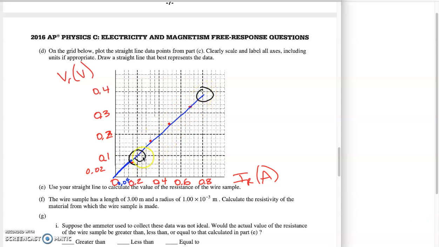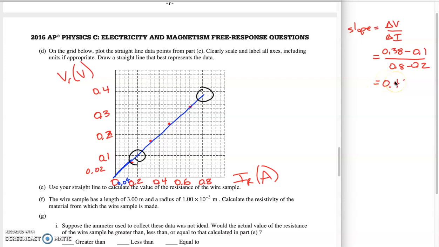And I've marked 2 points that I will use from the line. Keep in mind that you're using points from the line, not your data points, to calculate the slope for part E. So slope equals the change in y variable, which in this case is voltage, over the change in the x variable, which in this case is the current. So we have 0.38 minus 0.1 over 0.8 minus 0.2, and this gives me a value for the slope of 0.46 repeating, which rounds to 0.467, and that's volts per amp.